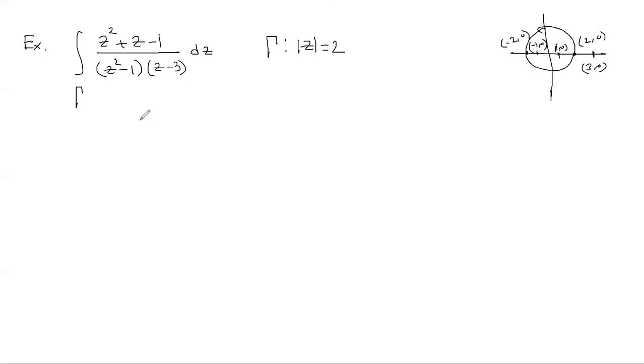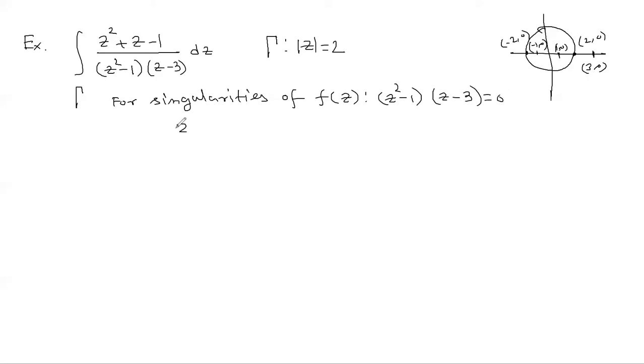Now, what are the singularities of the function f(z)? For this, we'll equate the denominator to 0. So for singularities of f(z), we'll equate (z² − 1)(z − 3) to 0. Here we are getting z² − 1 = 0 and z − 3 = 0. So, z = +1, −1 and 3.